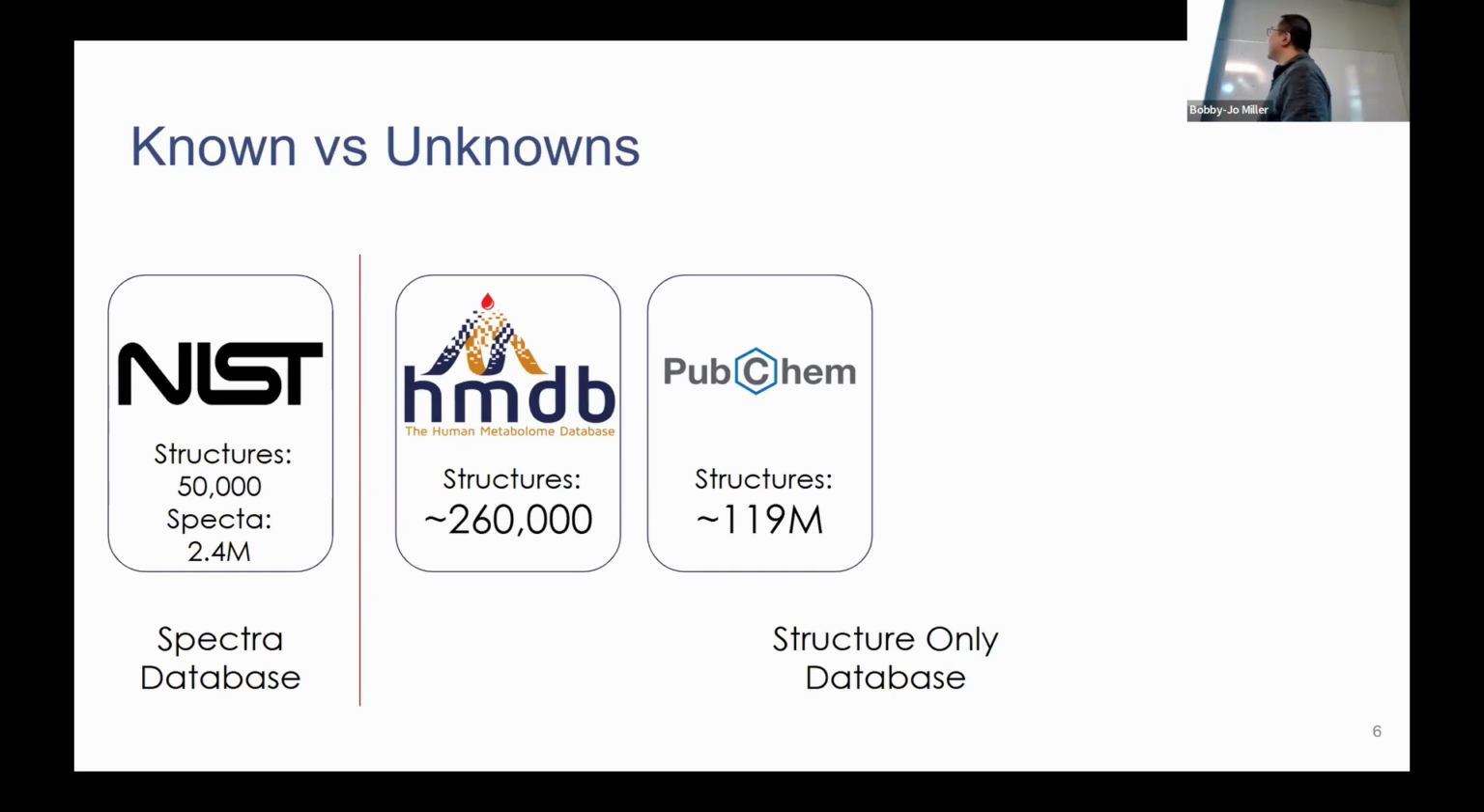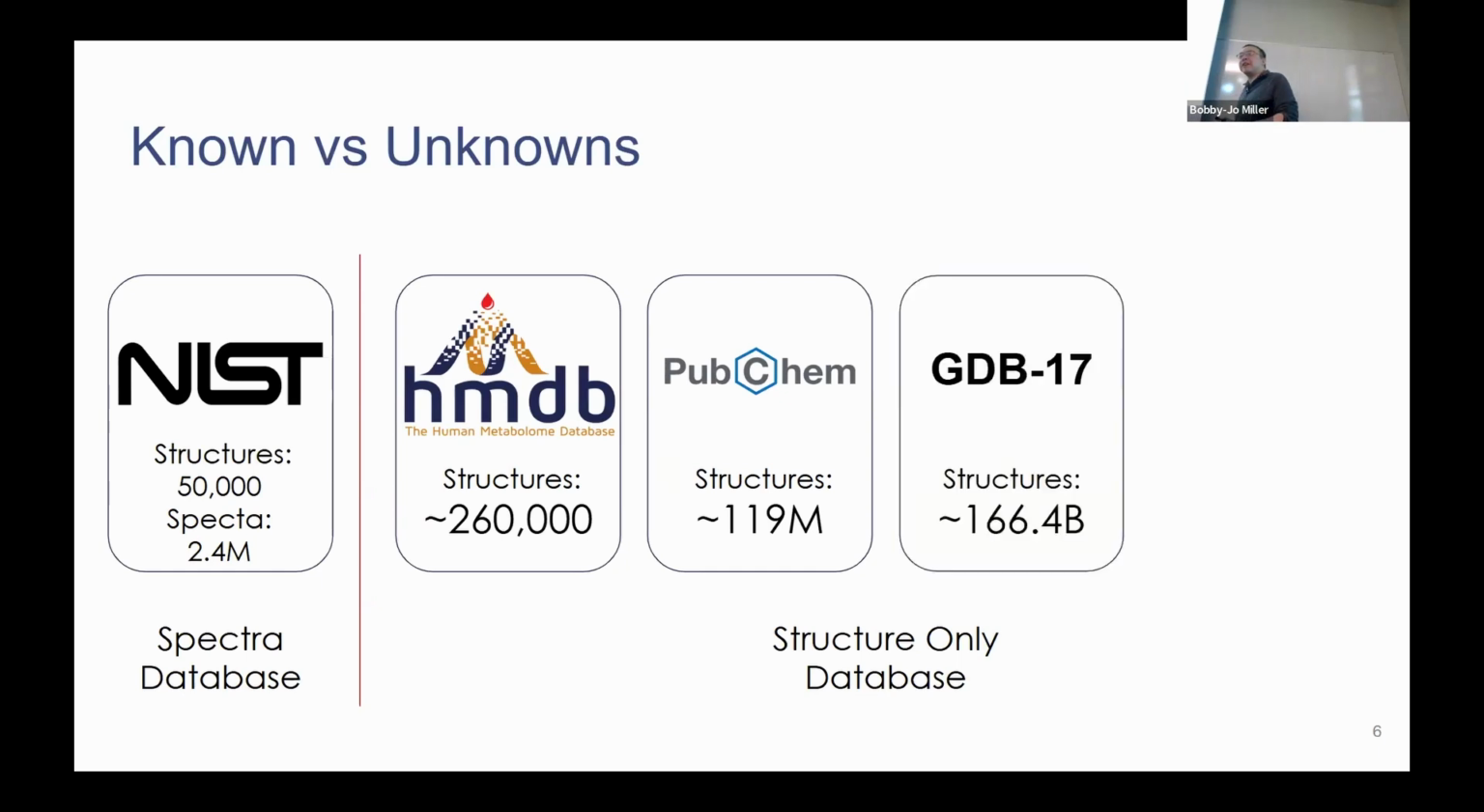We can even go further. Now we have something called GDB-17. Not everything in here has been confirmed, but it is the outcome of an effort called the Chemical Space Project. This particular set consists of everything that is possible with a maximum of 17 heavy atoms.